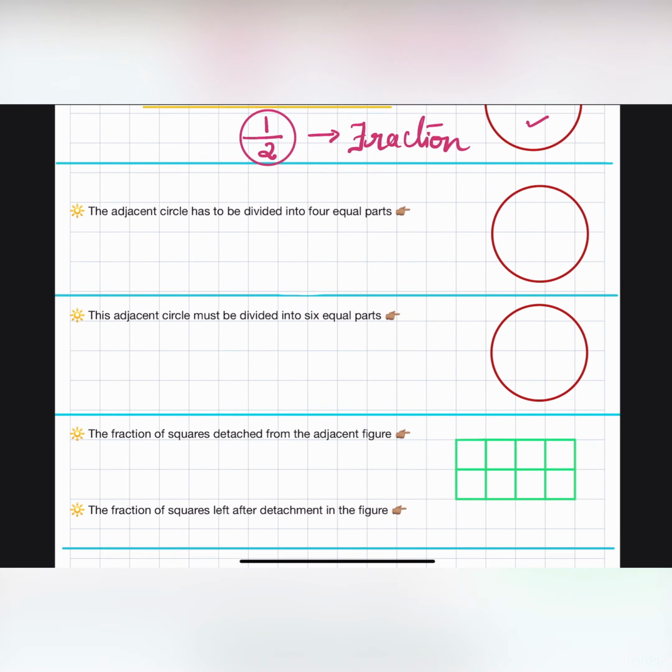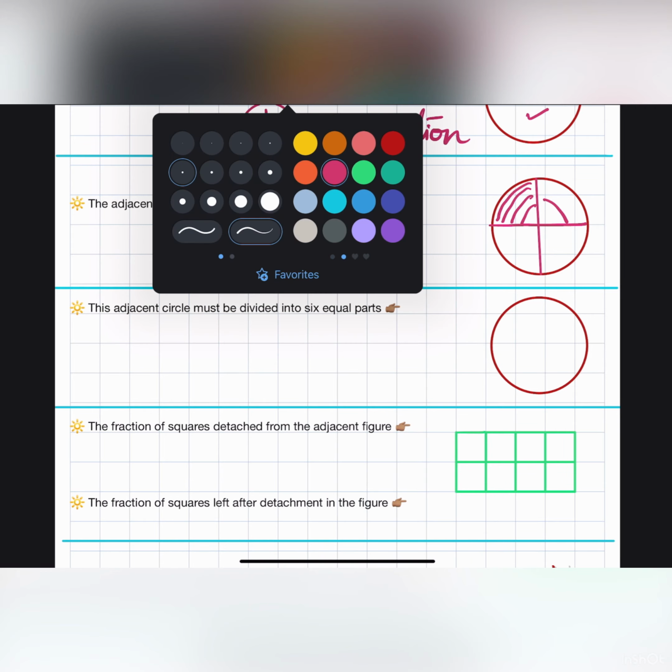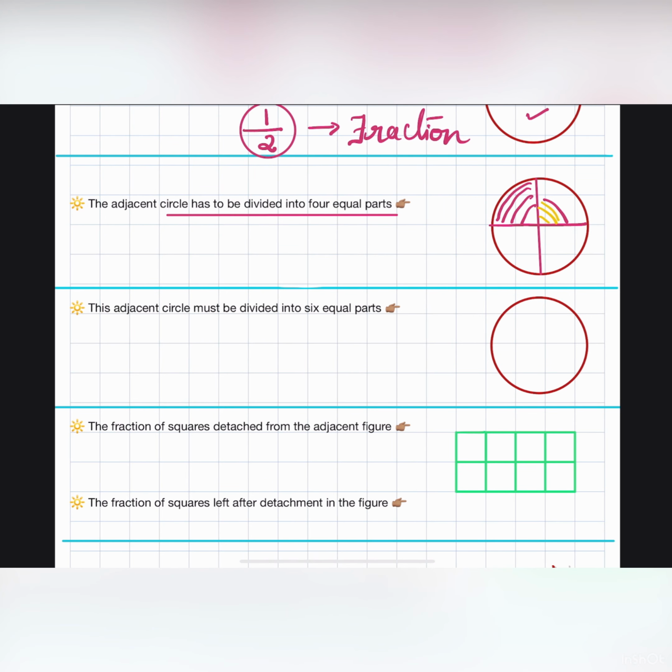I have taken another example. The adjacent circle has to be divided into four equal parts. Okay, let us divide that into four equal parts. And each part here, this is one part, this is the other part. This is another part and this is another part. Each part is one part out of four parts, right? This is nothing but a fraction.